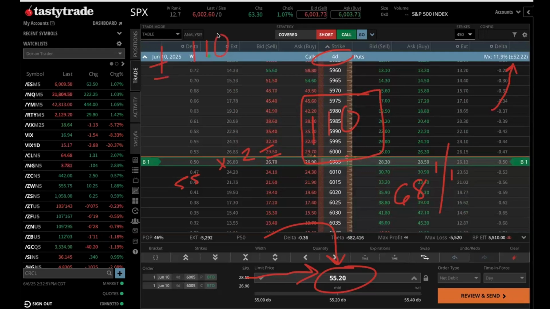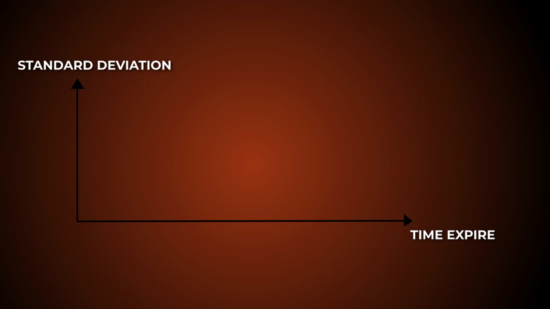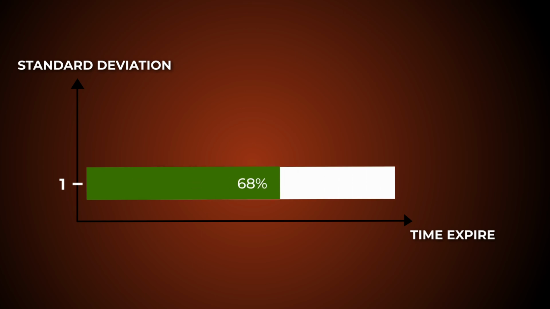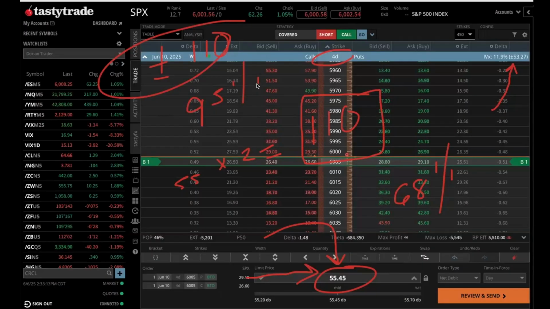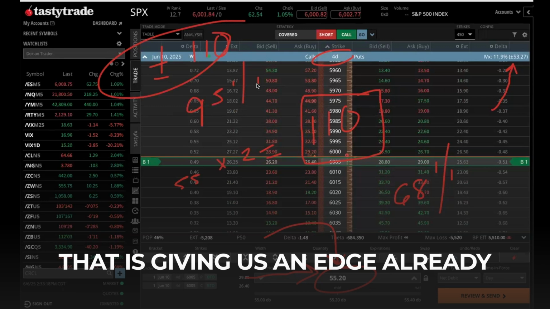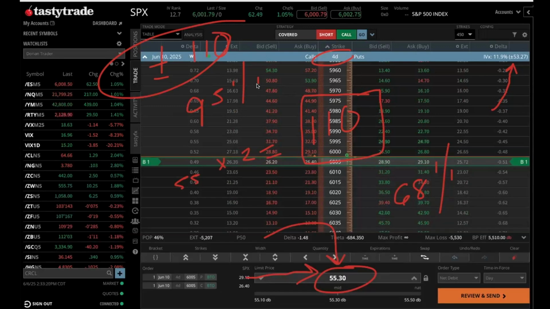We don't know if it's going up. We don't know if it's going down, but we do know that 1 standard deviation is 68% of the time it's going to expire within that. And 2 standard deviations, which is this number here, means 95% of the time it's going to expire within that 2 times expected move. It's going to expire within that move, that expected move. So that is giving us an edge already. We just identified 2 edges and we haven't even put the trade on yet.